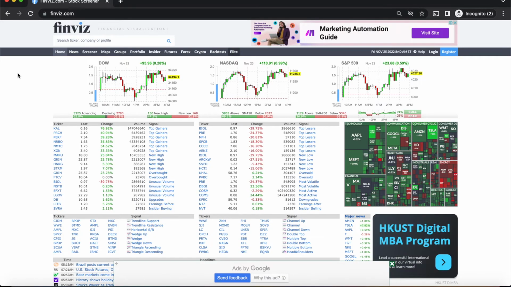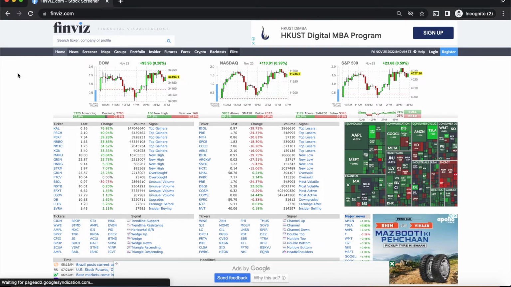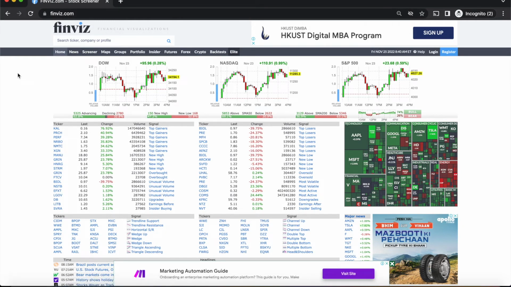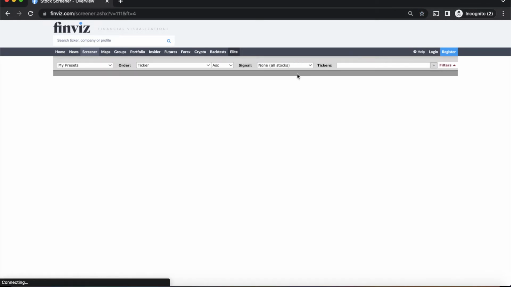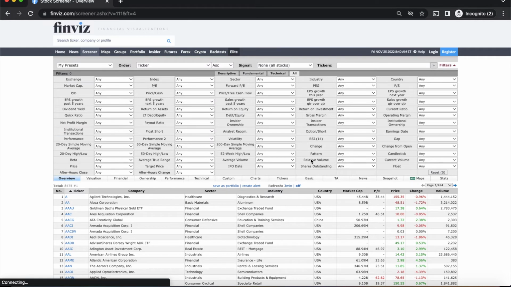So this is the Finviz platform. For those of you who are not familiar with this platform, I'll leave a link in the description. They have a free version as well as a paid version, but you don't have to worry about the paid version right now, because whatever functionality we are going to use is available for free. Once you're in this platform, finviz.com, you basically go to the screener tab over here, and then I have this All tab, so all filters will be displayed over here.